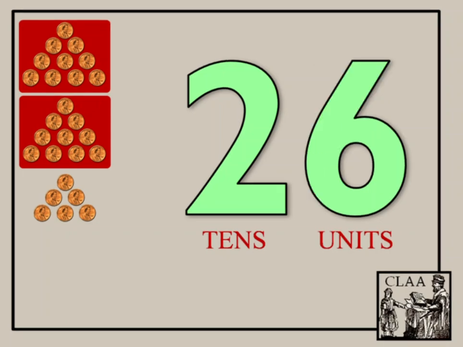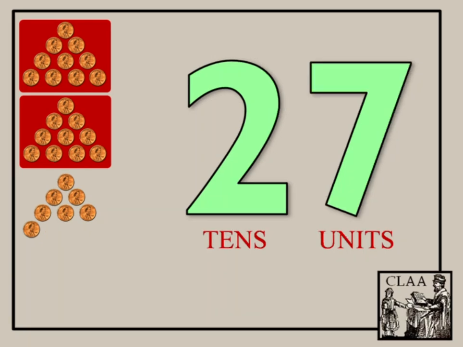Here we have 2 sets of 10 pennies and 6 pennies more. Count the 6 pennies more. If we had 2 sets of 10 pennies, we would have 20. If we have 2 sets of 10 pennies and 6 pennies more, we have 26. 26 is written with a 2 and a 6. The 2 tells us there are 2 sets of 10. The 6 tells us there are 6 units more. 26.